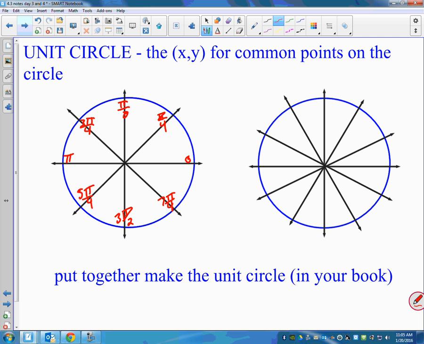The 8 pi over 4 gets you back to 2 pi. You could put those same ordered pairs that we said already. Like we know this is the point (1, 0). This is the point (0, 1). Negative 1, 0. And this is the point (0, negative 1).